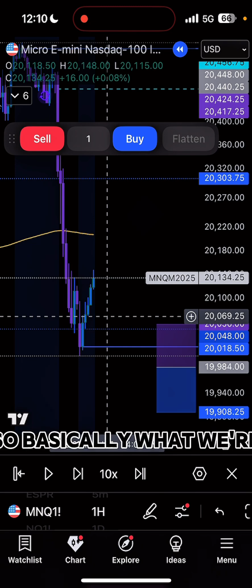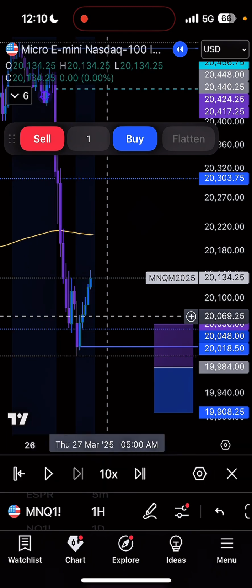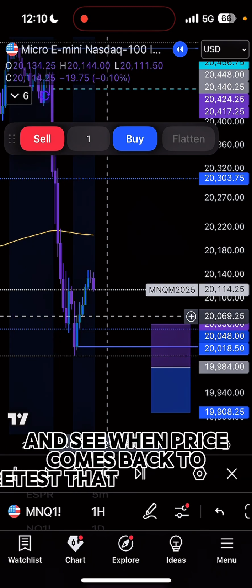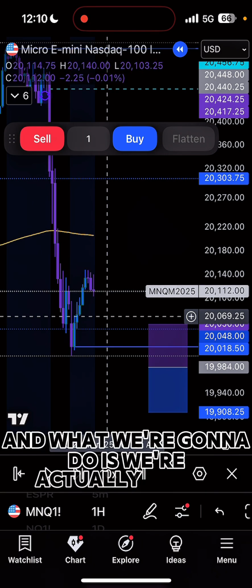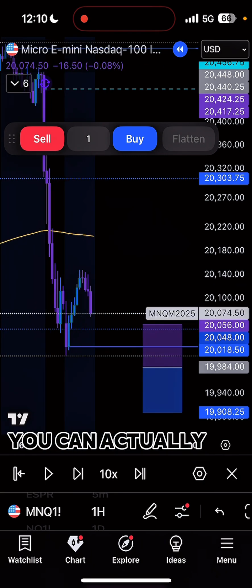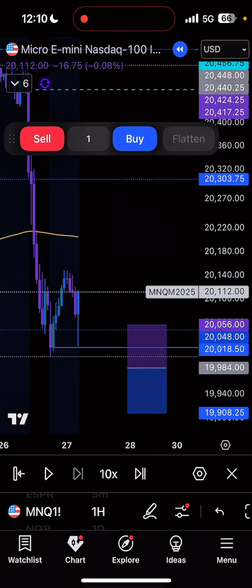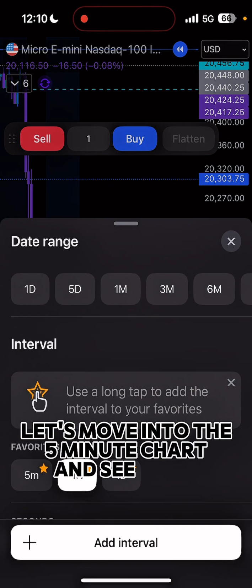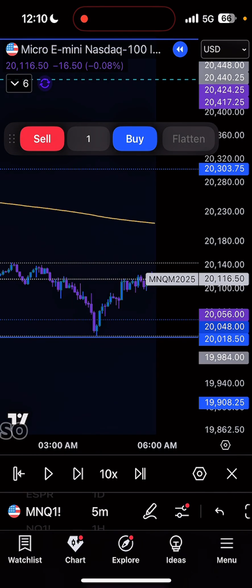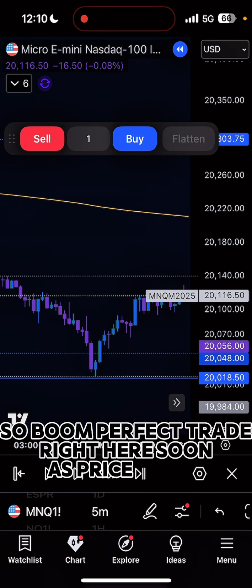So basically what we're going to do is continue and see when price comes back to retest that demand area. And we're actually going to zoom in on the 5 minute chart so you can see the trade that I did take. So right here, let's zoom into the 5 minute chart and see what that looks like when price came to that area. So boom, perfect trade right here, as soon as price comes to this area.